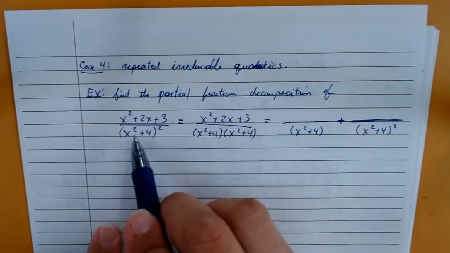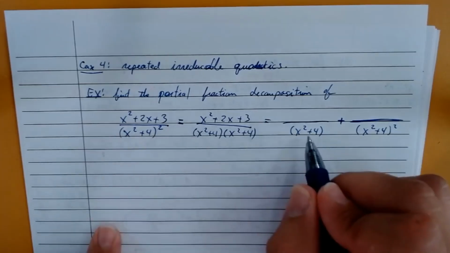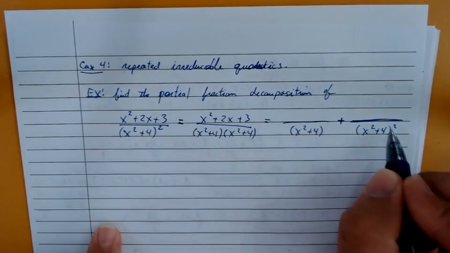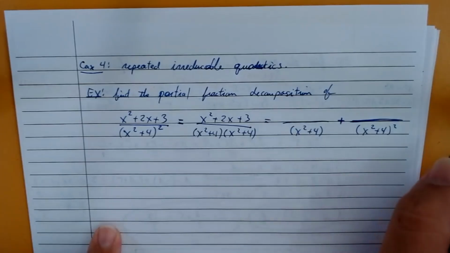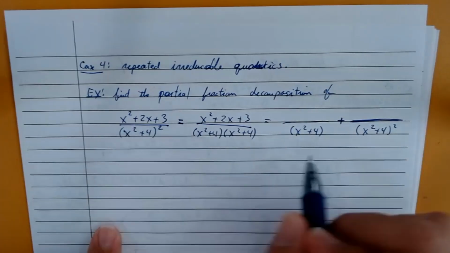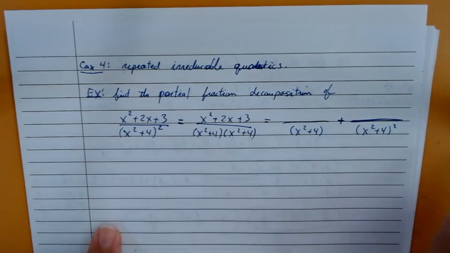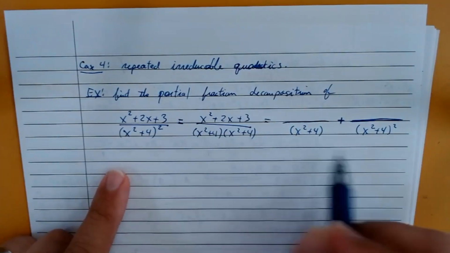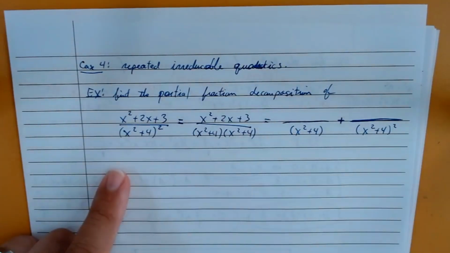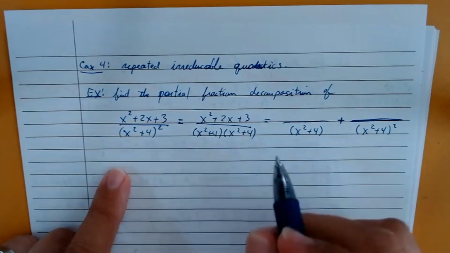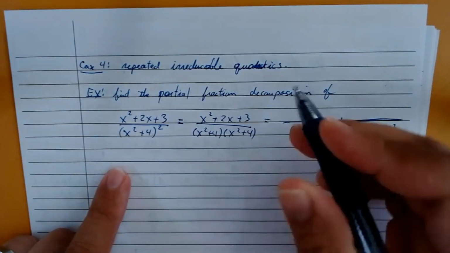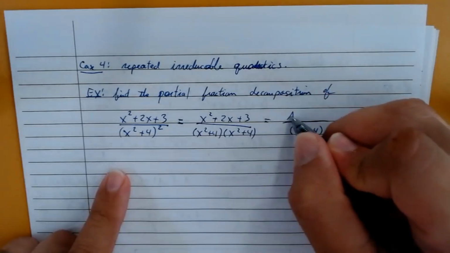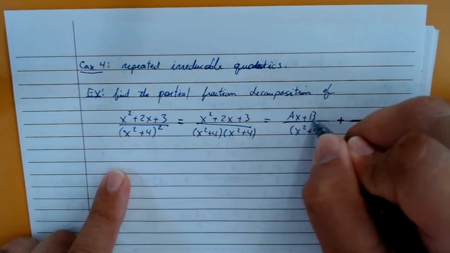If this was x squared plus 4 to the third, then you'd have x squared plus 4, x squared plus 4 squared, and then x squared plus 4 to the third. If you had 10 of these, you'd have first power, second power, third power, fourth power, all the way to 10th power. Okay? So this does look an awful lot like the second case. Now, this is an irreducible quadratic, which means that the numerator should be a linear expression, ax plus b.